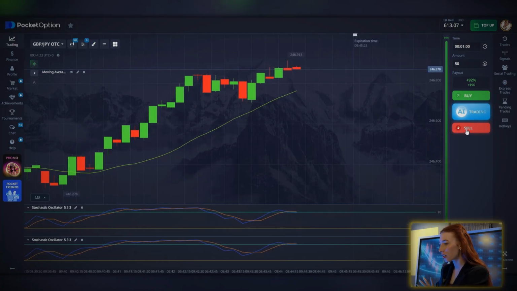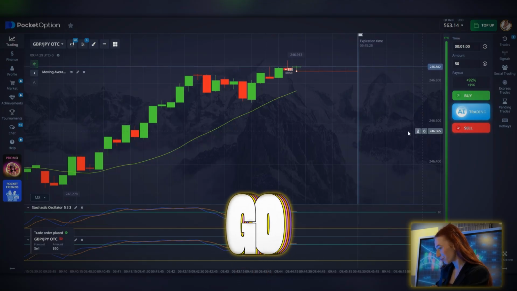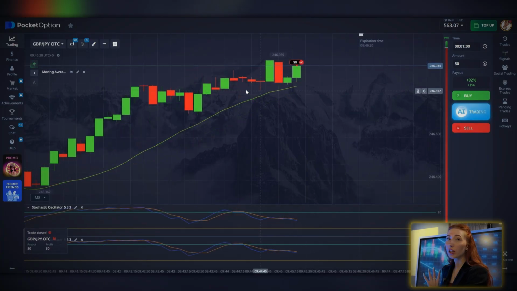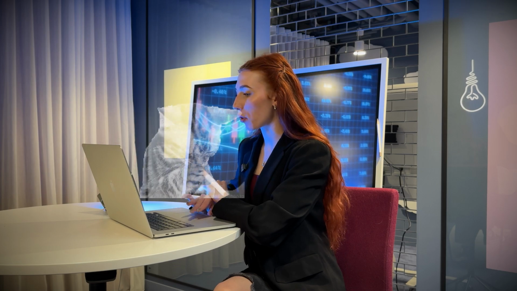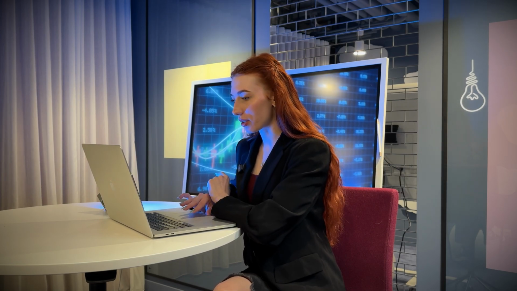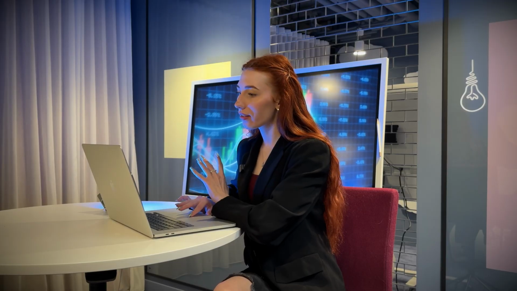Look. Situation looks perfect. Let's enter a put trade. First loss for today. It happens, we can't win them all. But with this strategy, wins come much more often than losses. One loss doesn't break the bank.